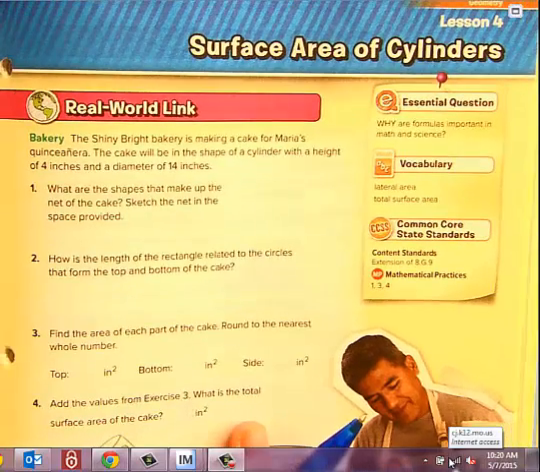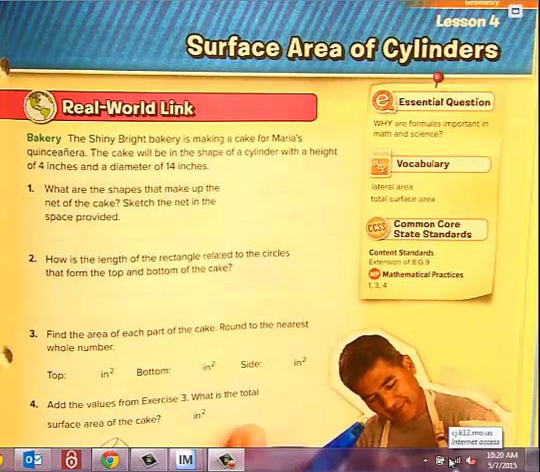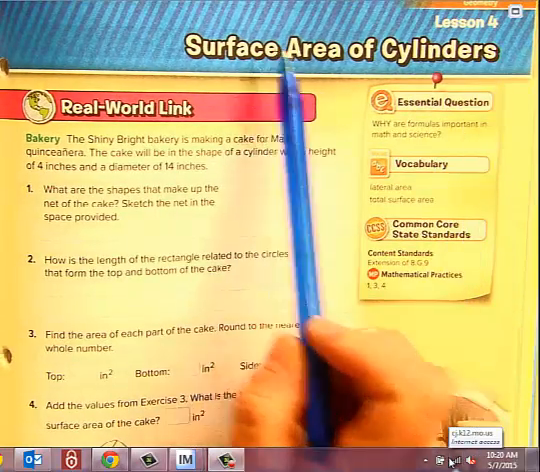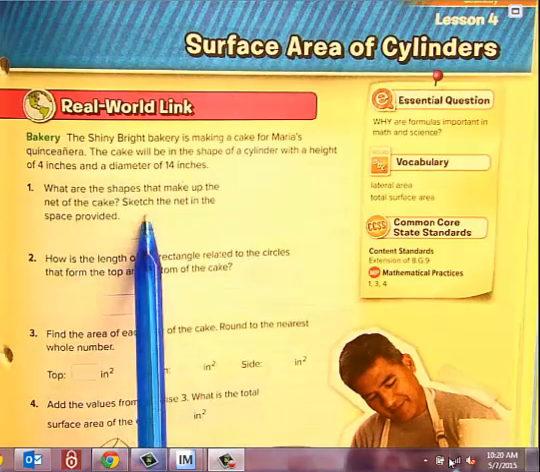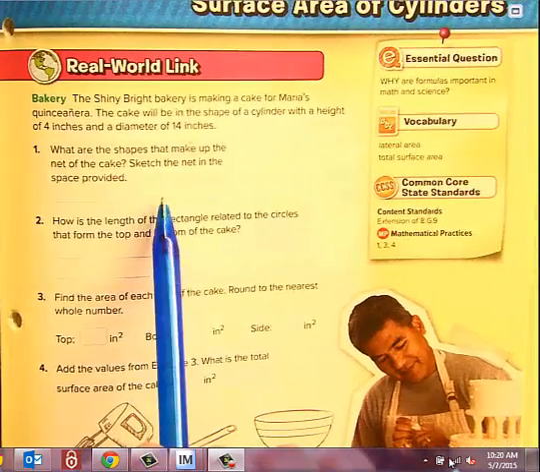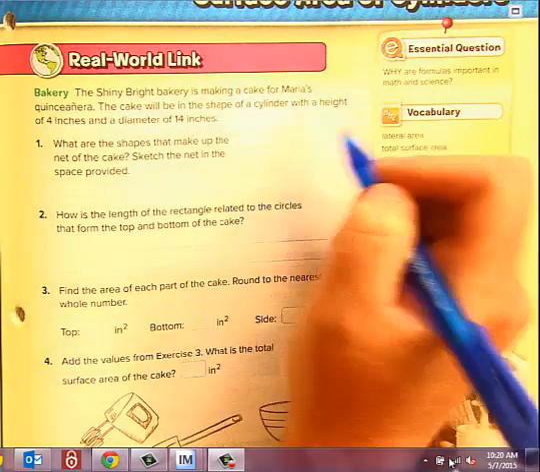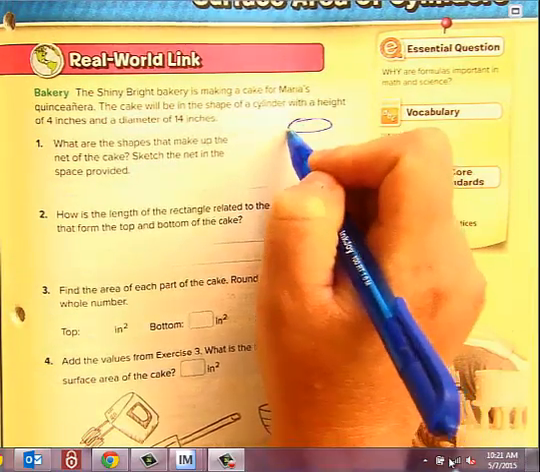Okay, guys, we are ready to talk about lesson 4, surface areas of cylinders. So they want us to talk about this bakery, and they make a cake. And the cake we made in the shape of a cylinder, so we know that it's going to be this shape.